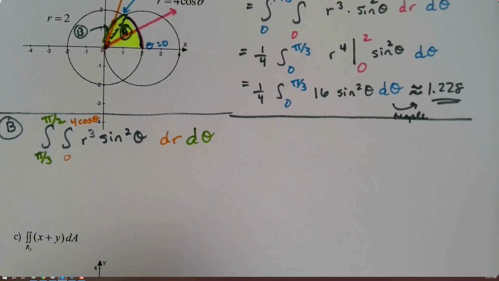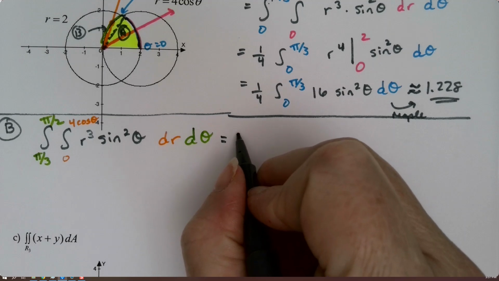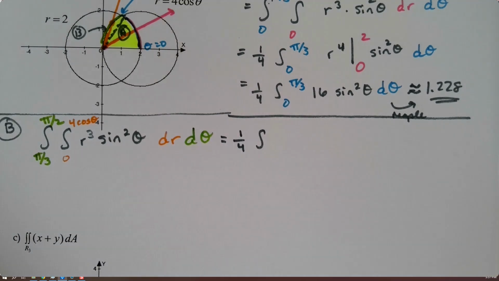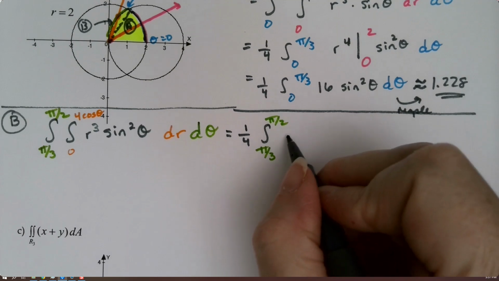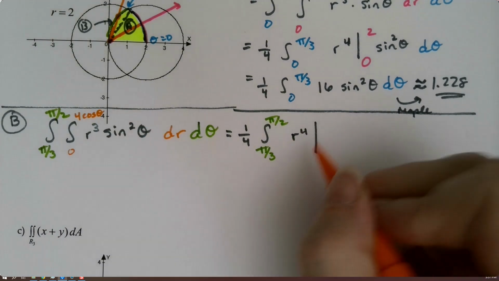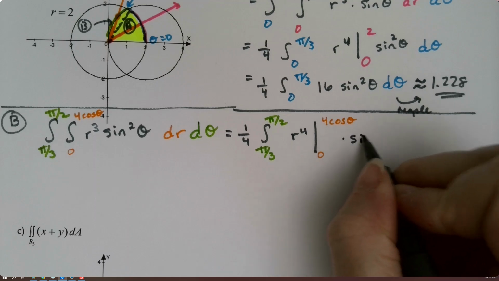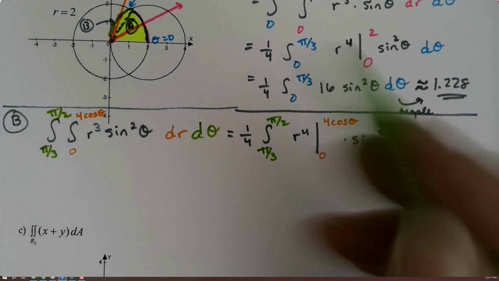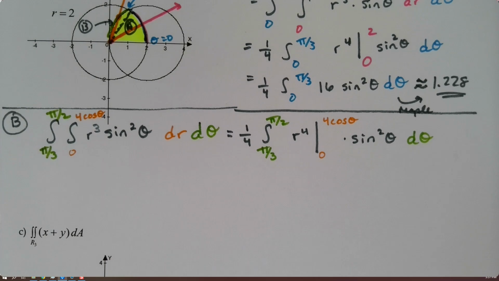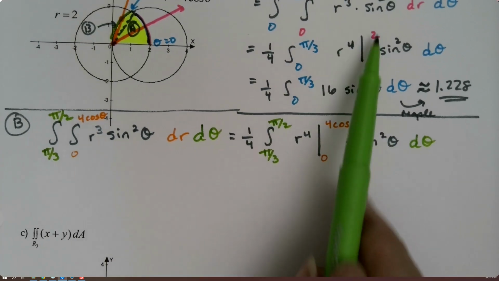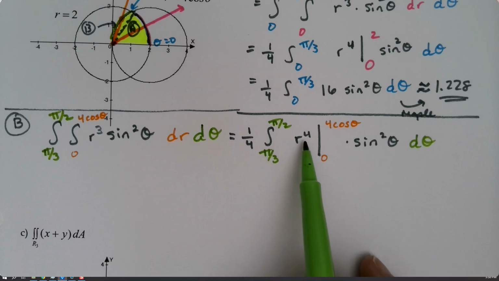Okay, then we're just going to integrate again. So we're still integrating with respect to r first, so that's no problem, right? We already did that. It's just going to become 1/4 integral from pi over 3 to pi over 2. And then it's going to become r to the 4th from 0 to 4 cosine theta. And then it's multiplied by sine squared theta d theta. Right? The integration's the same, at least so far. The last integral will not be the same because these were constants up here for r. It was 0 and 2. This is not a constant, right? So I'm going to put in 4 into this and cosine theta.